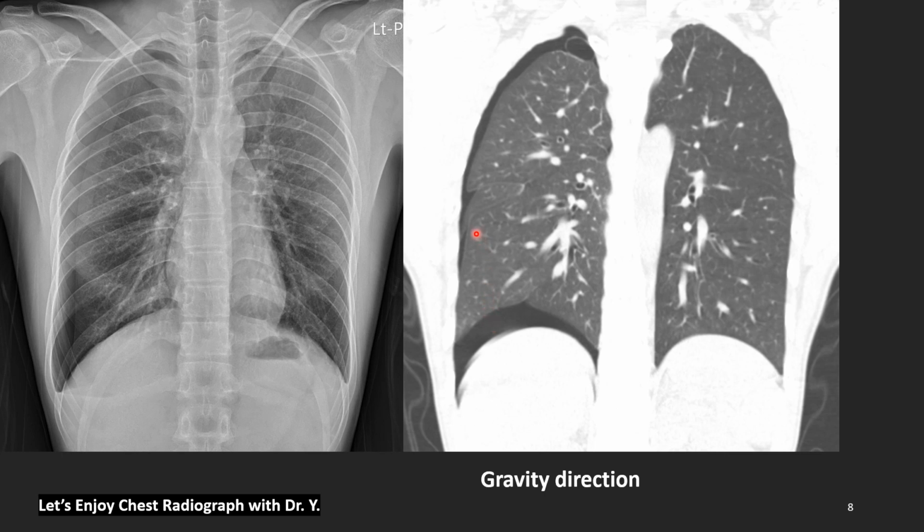We can also clearly find the fissures, the horizontal fissure and major fissure. This is also the position of the visceral pleura. So usually in pneumothorax, we can define the lobar anatomy, upper, middle, and lower, because the fissures are divided.